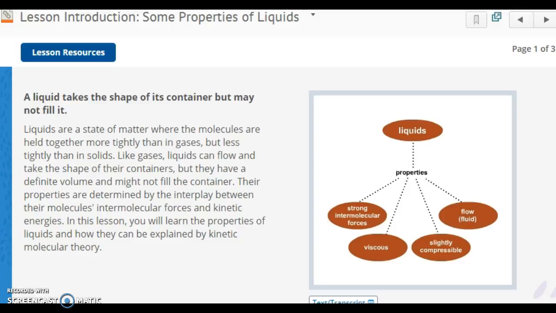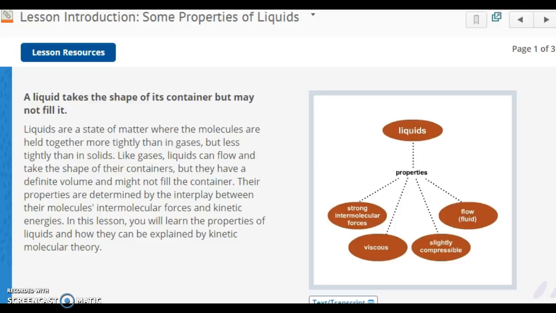A liquid takes the shape of its container, but may not fill it. Liquids are a state of matter where the molecules are held together more tightly than in gases, but less tightly than in solids. So think about that. You pretty much already knew that because you know gases float around and fill up the room. You know liquids are splashy and sploshy. Yeah, that was real scientific for you. And solids keep their shape. And that all has to do with how close and tight the molecules want to be to each other.